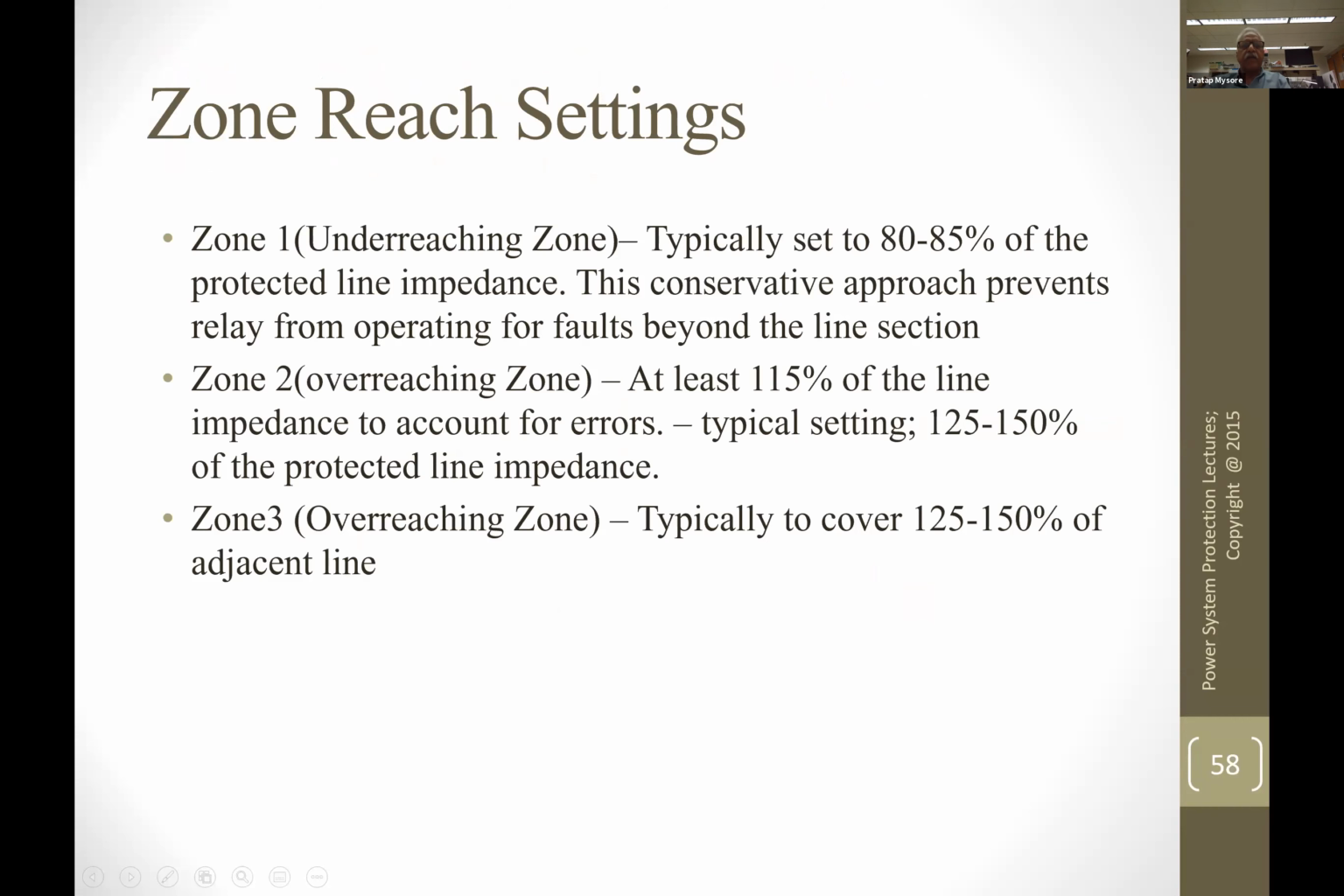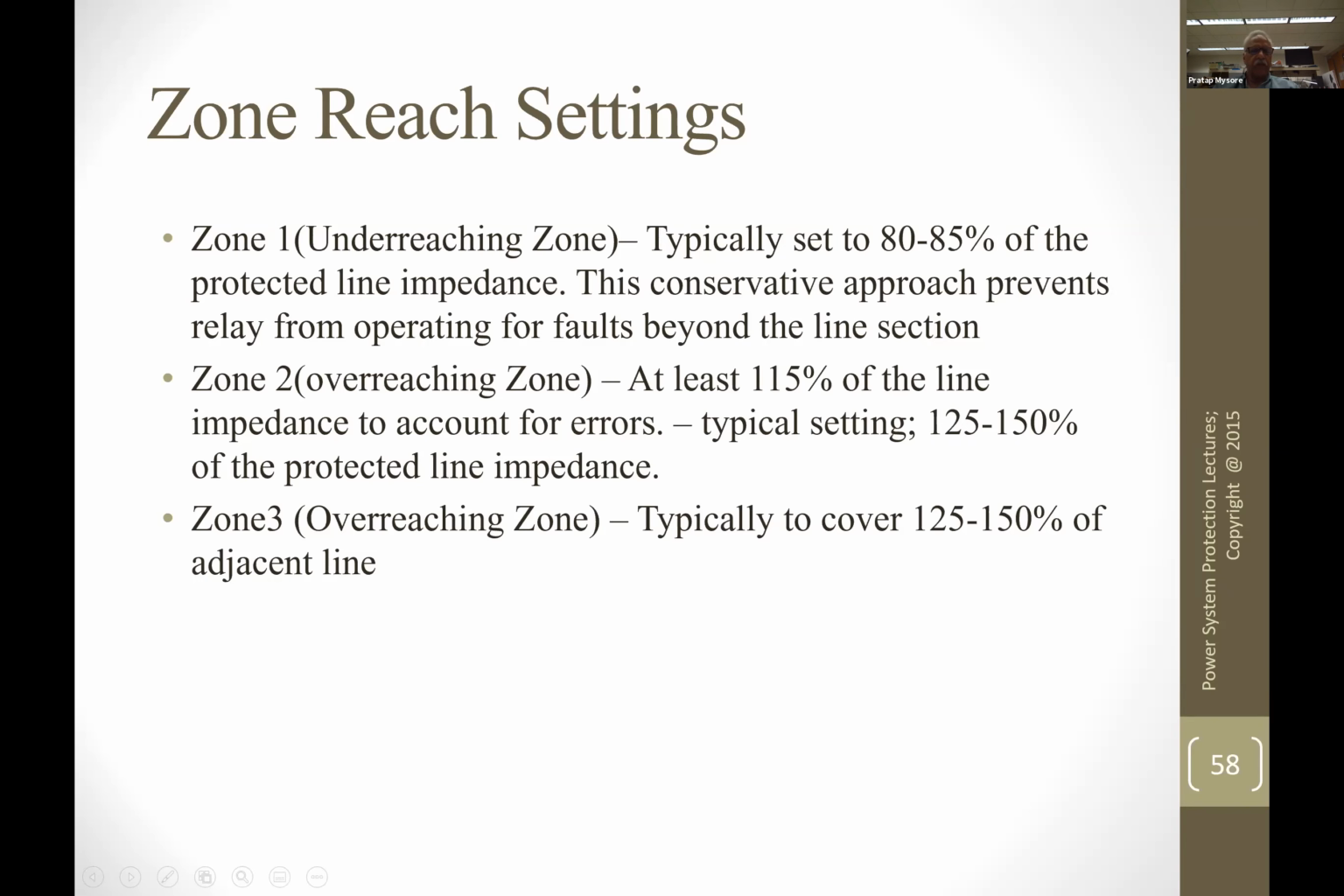So zone 1 is typically set to 80 to 85%. It is called an underreaching zone. This is a conservative approach that prevents relays from operating for faults beyond the line section. And zone 2 is the overreaching zone, which is set at least to 120% of the line, and then the typical setting is 125 to 150% of the protected line. I'm just mentioning these as typical because there might be many reasons behind these settings. The engineer who is setting them might have a good reason to say that they need zone 2 to be much higher than this, or to the minimum. They can set it to the minimum.